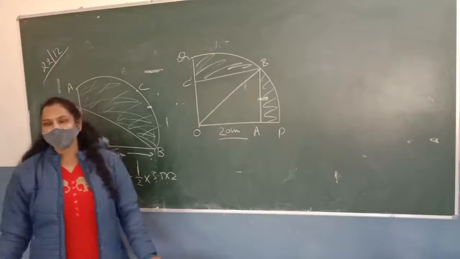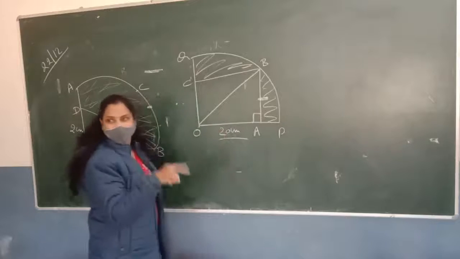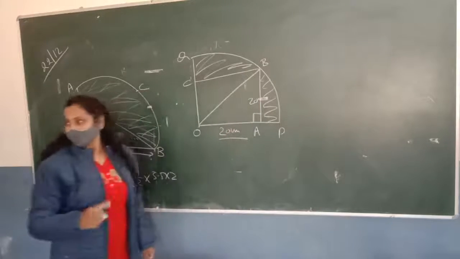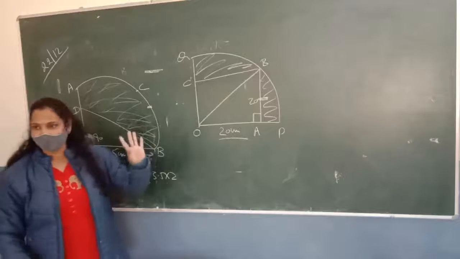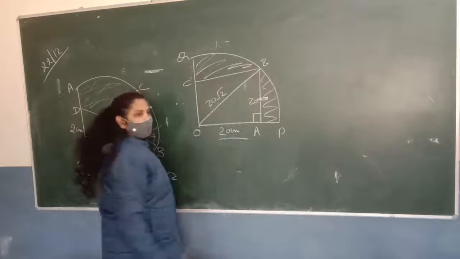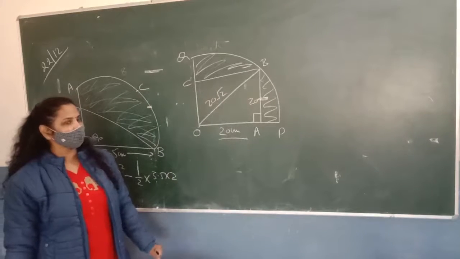हाँ. So we can apply the Pythagoras theorem. Actually, this is a right angle triangle. This is a square, and having the side 20 and 20, we can apply the Pythagoras theorem for finding the value of OB. So OB will be 20 root 2. By using Pythagoras theorem, we can easily find the value of OB. Now, what is the radius of the circle?